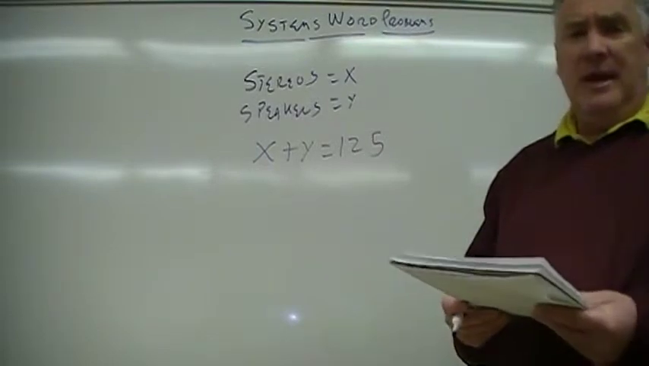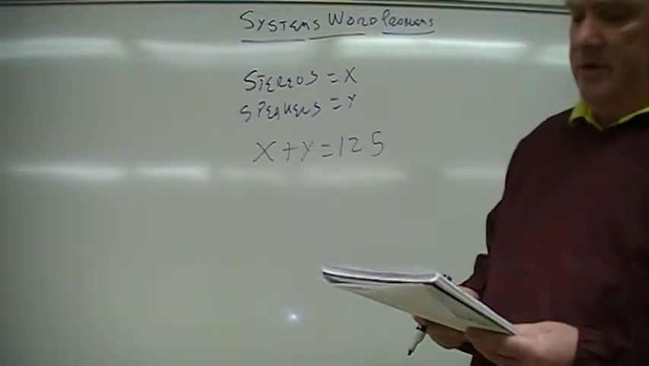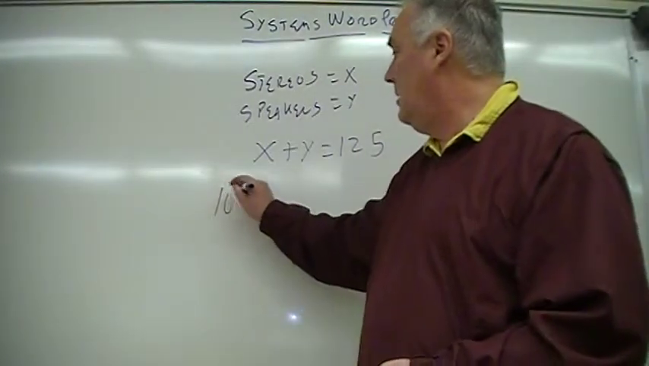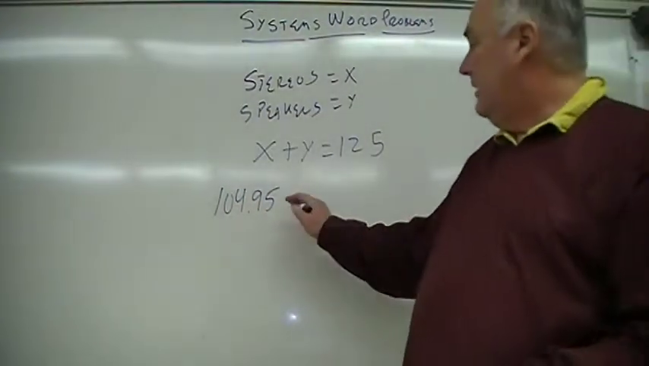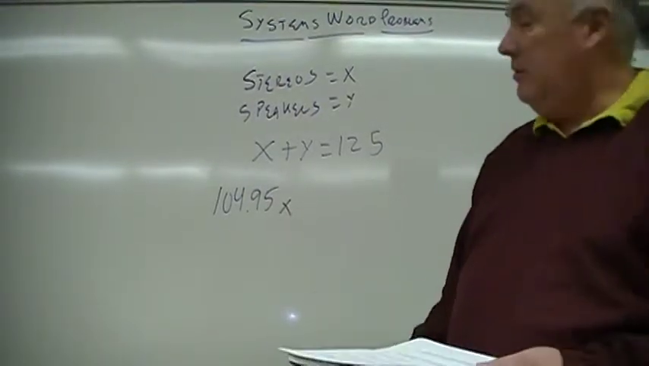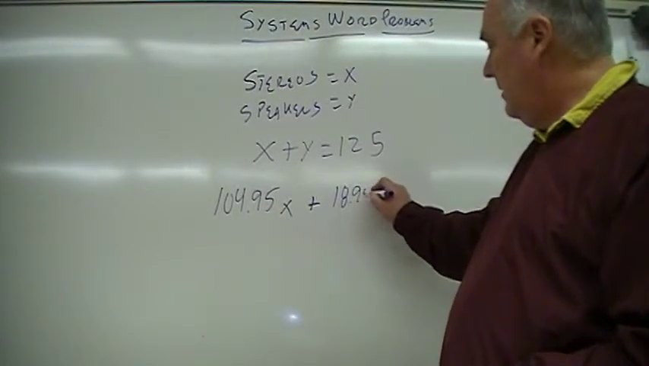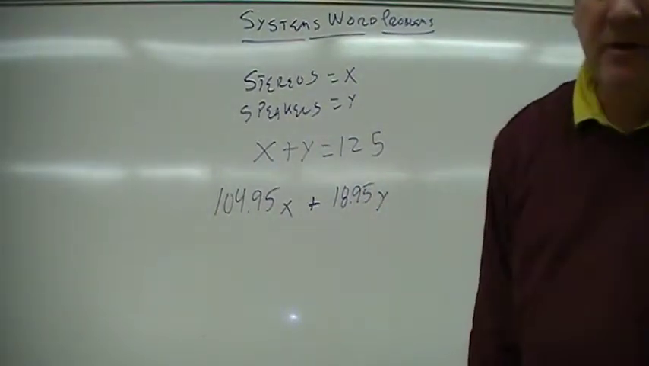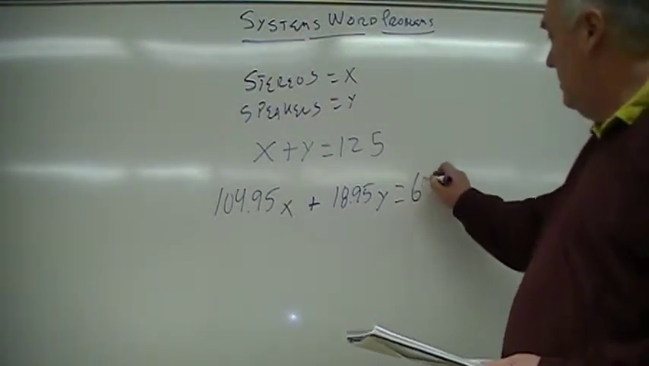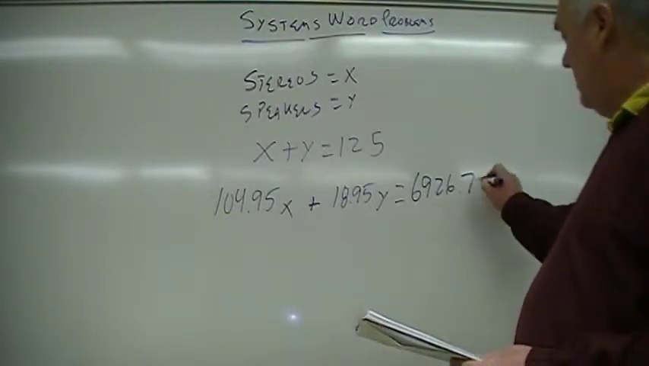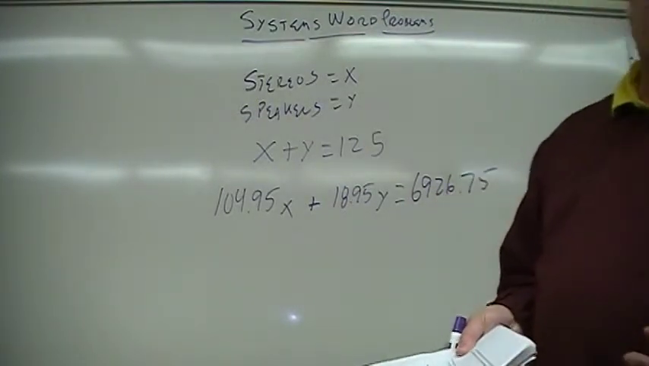Then we deal with the money. We don't know how many stereos or how many speakers, but we do know the cost for the stereos is $104.95 times however many stereos were sold, plus $18.95 times however many speakers were sold, and that's going to equal $6,926.75. The numbers may seem a little messy.